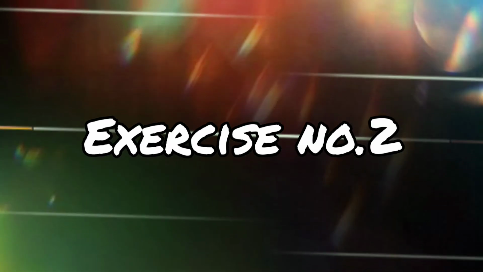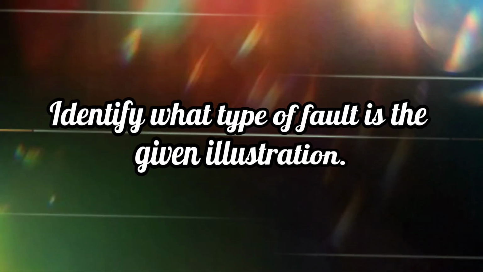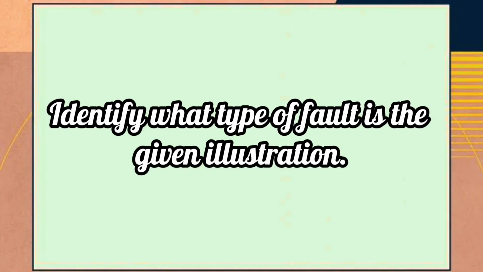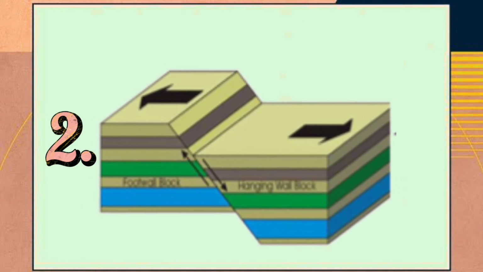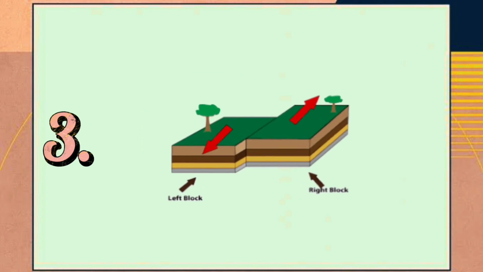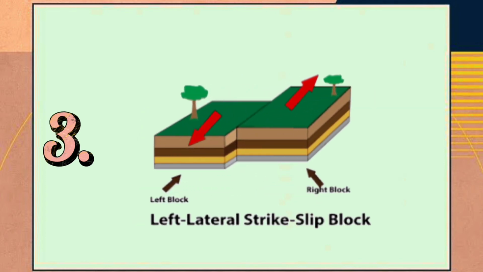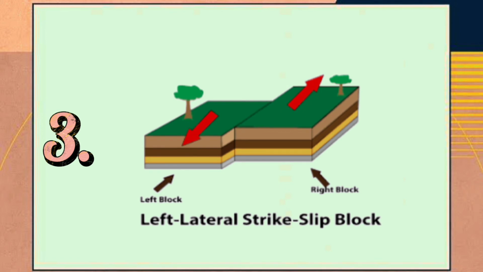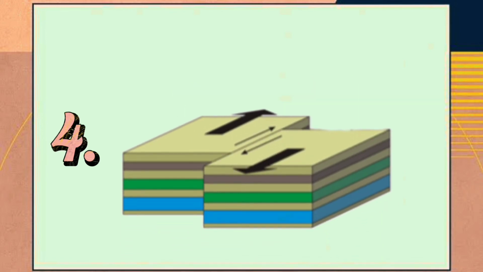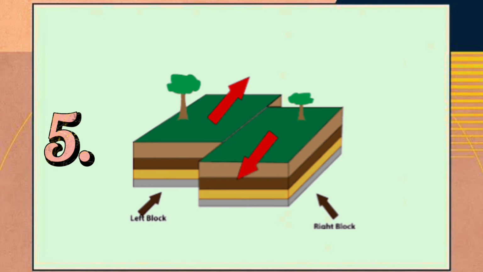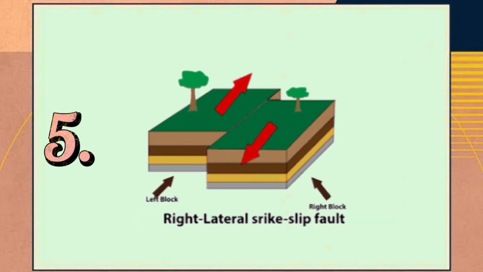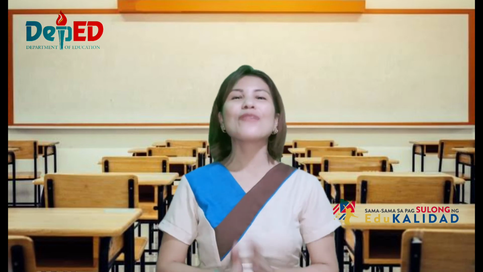For the next learning exercise, I want you to identify what type of fault is in the given illustration. Picture 1. Yes, you're right. It is a reverse fault. Picture 2 is correct. It is a normal fault. How about picture 3? If you answered left lateral strike-slip fault, very good. What about picture 4? Awesome! It is a strike-slip fault. Can you guess what is picture 5? Great! It shows a right lateral strike-slip fault. You deserve a round of applause.